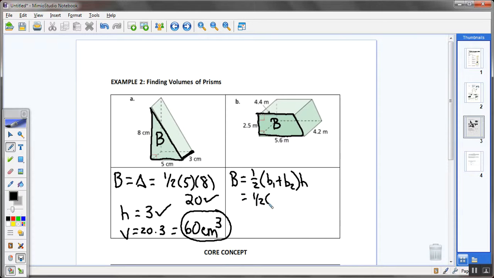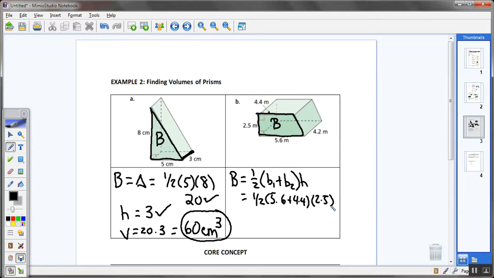1/2. What are your two base lengths in the trapezoid, the two parallel sides? Yep, 4.4 and 5.6. So 5.6 plus 4.4, and then times the height of how much, kids? What's the height of that? Isn't it 2.5 in that trapezoid? Again, we're looking at just one side first to find the area of that base. Okay? Everybody understand my mess that I have up there value-wise?